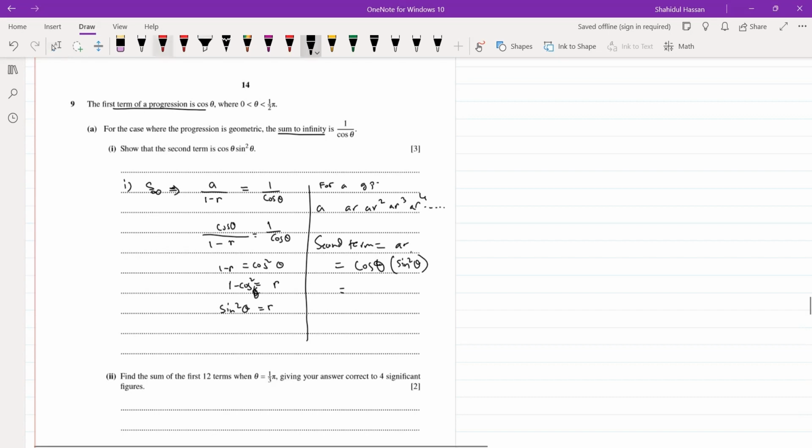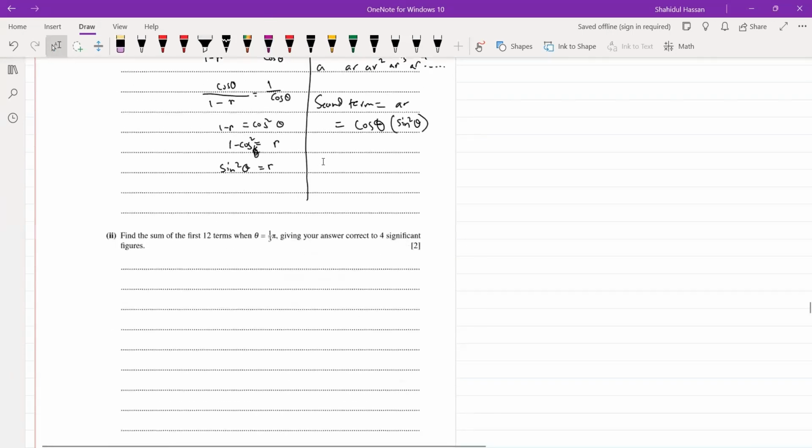So cos theta sine square theta, please check that the second term is equal to cos theta sine square theta. This is what we are supposed to show. Next question. Find the sum of 12 terms where theta is equal to pi by 3, giving your answer correct to 4 significant figures. Find the sum of the first 12 terms.